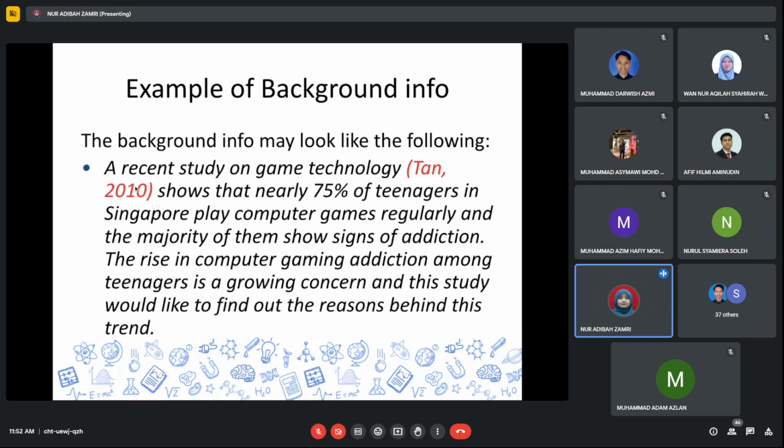A recent study on gaming technology, Tan 2010, shows that nearly 75% of teenagers in Singapore play computer games regularly, and the majority of them show signs of addiction. So the rise in computer gaming addiction among teenagers is a growing concern, and this study would like to find out the reasons behind the trend. So this is just a short one, the background of the study.